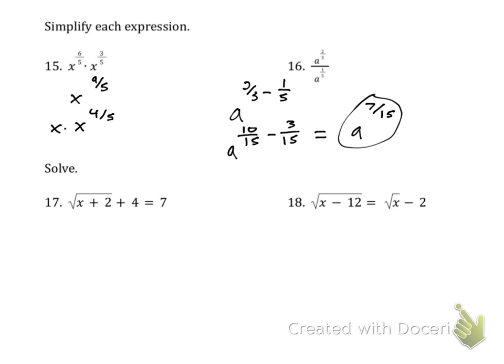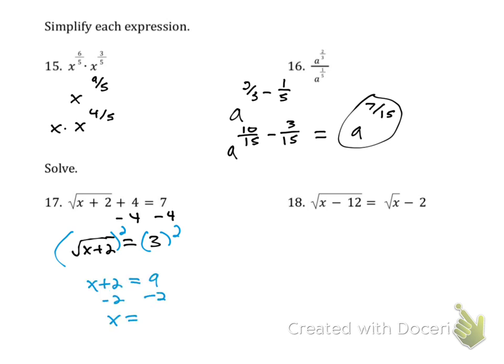17, we need to isolate the radical. So we subtract 4. Square root of x plus 2 equals 3. Square both sides. x plus 2 equals 9. So x equals 7. You plug that back in and it works.